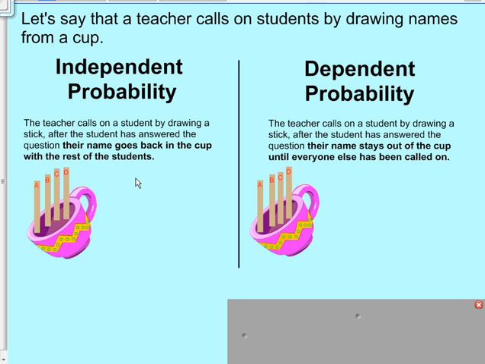So when you're putting something back, or not changing the sample size, it's independent. When you are keeping something out and you are changing the sample size, that's dependent.